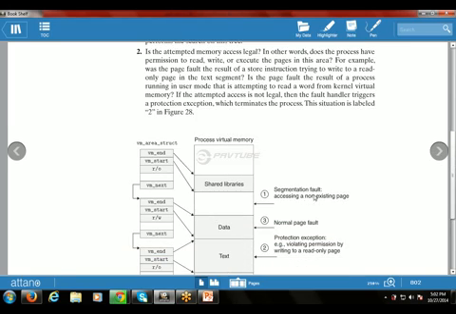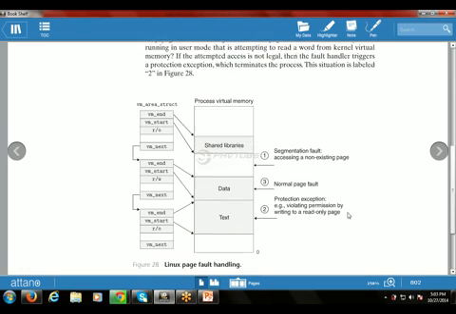And these are the different areas where a fault can occur: one is segmentation fault, another is normal page fault, and another is protection exception.